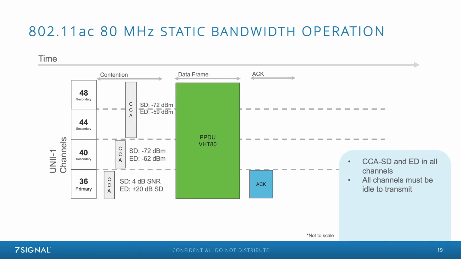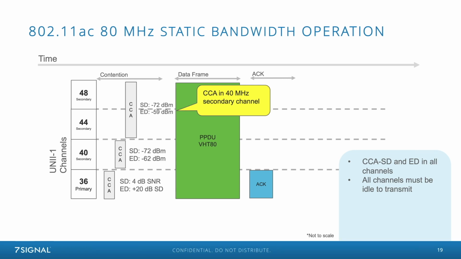So let's move on to 80 megahertz static bandwidth operation. You can see here, we've added a third CCA check, this time with a signal detect threshold at -72 dBm and an energy detect threshold at -59 dBm. So our energy detect is 3 dB less sensitive, and our signal detect threshold is about the same. But now we have to check with static bandwidth operation the full 80 megahertz, and it all has to be idle before we transmit.